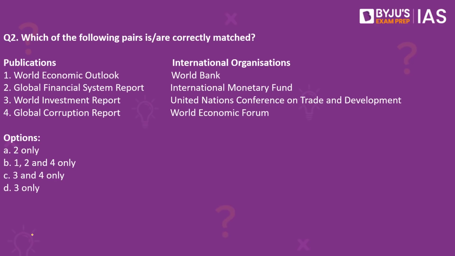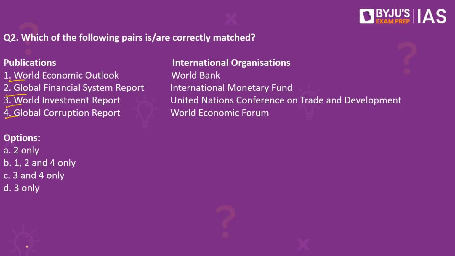Which of the following pairs is or are correctly matched? Number 1, World Economic Outlook, World Bank. Number 2, Global Financial System Report, International Monetary Fund. Number 3, World Investment Report, United Nations Conference on Trade and Development. Number 4, Global Corruption Report, World Economic Forum.